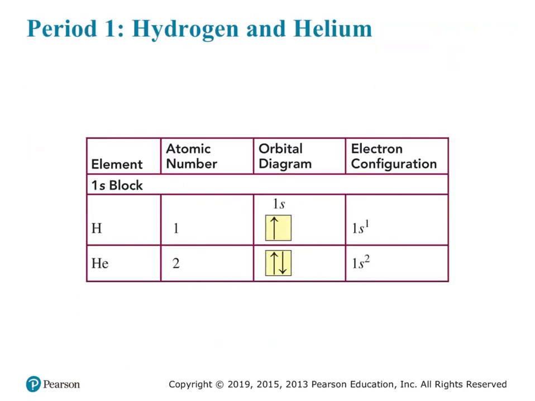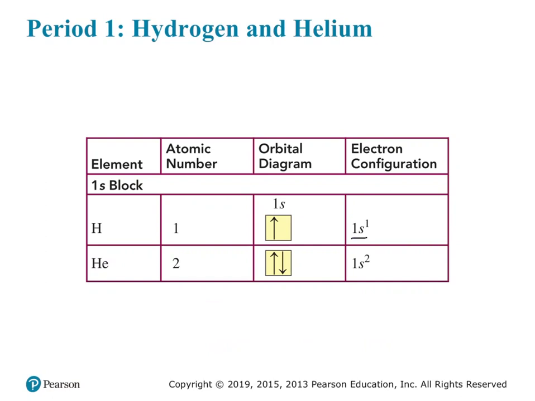Okay, so let's start with the simplest atoms, hydrogen and helium, and we'll look at their orbital diagrams and their electron configurations. Hydrogen and helium are both in period 1 or row 1, and hydrogen has an atomic number of 1, so it has 1 proton and 1 electron. So hydrogen is super easy. We just put 1 arrow in its 1s orbital, and then its electron configuration would be 1s1.